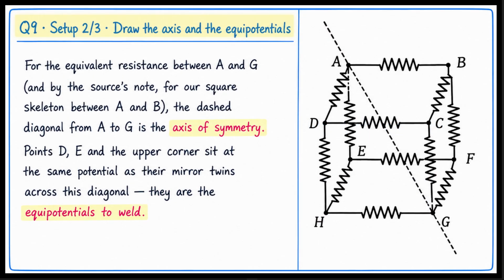The second setup step is to draw the axis of symmetry and identify the equipotentials on it. For the rectangular grid between A and G, the dashed diagonal from A to G is the mirror line. By symmetry, points D, E, and the upper corner sit at exactly the same potential as their mirror twins across the diagonal. Those points become the equipotentials we weld together. This is the visual payoff of the symmetry approach. Once you have marked the diagonal and the equipotentials on it, the rest of the problem becomes mechanical.